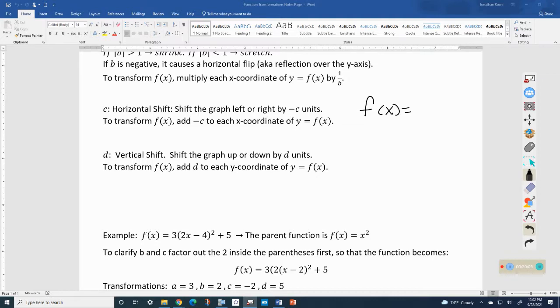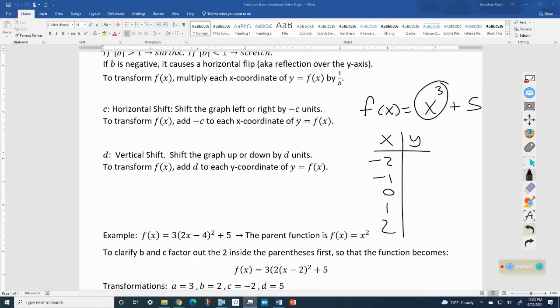So let's say it was x cubed, the parent function, plus 5. We're just going to do those same negative 2, negative 1, 0, 1, 2, and we're just going to use the parent function at first. So negative 2 cubed. What is negative 2 cubed? Negative 8, right? Negative 2 times negative 2 times negative 2 is negative 8. Negative 1 cubed is negative 1. 0 cubed is 0. 1 cubed is 1. 2 cubed is 8.